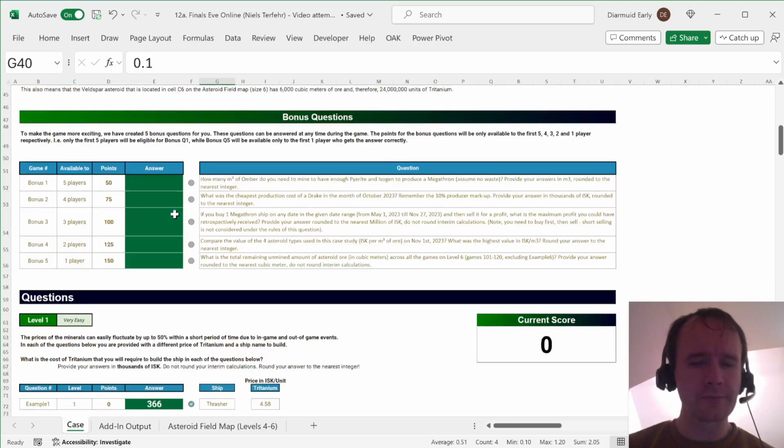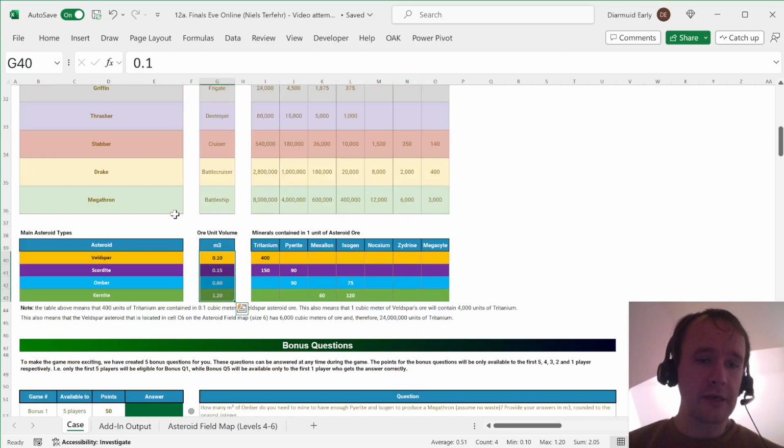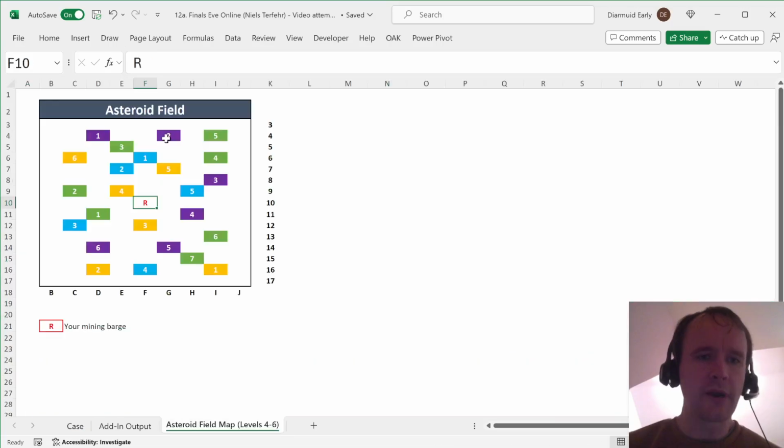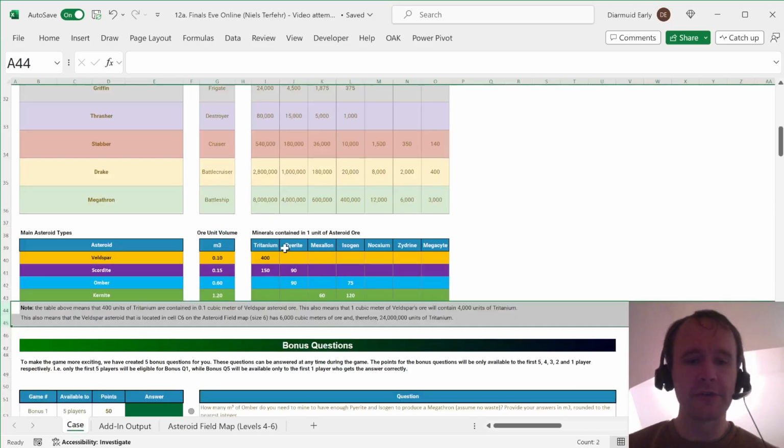I guess the only other thing to mention is if you have looked at this question yourself, you may have found the instructions a little confusing. I certainly did on the night. In particular, this note very definitely makes it seem like these numbers are the numbers of thousands of cubic meters of ore as opposed to the number of thousands of units of ore, which gives you completely different answers. So if you try this question yourself, watch out for that. Basically, just ignore this note and do what the instructions up at the top say instead.